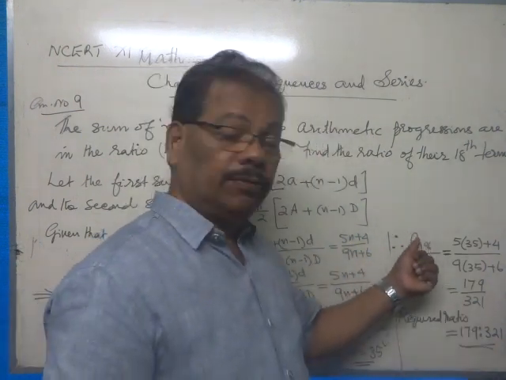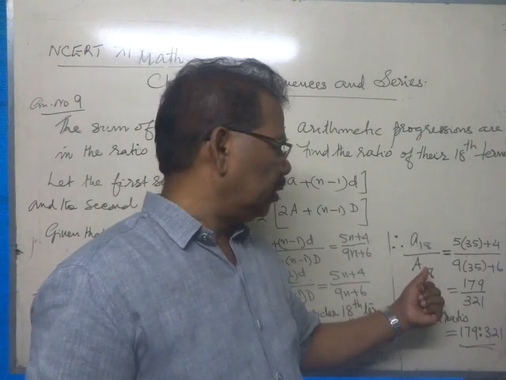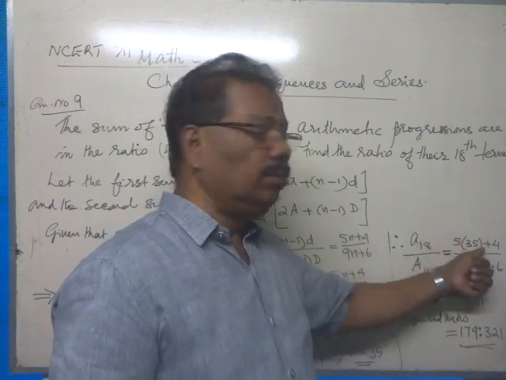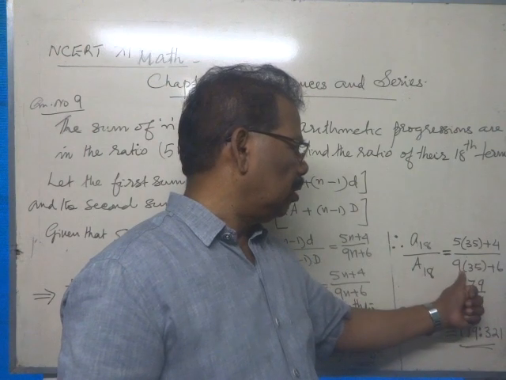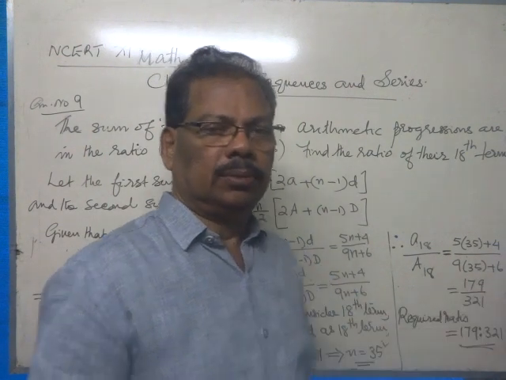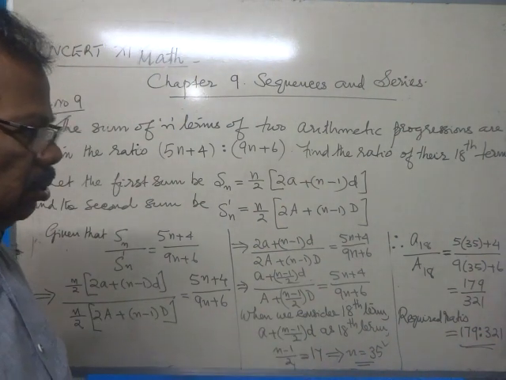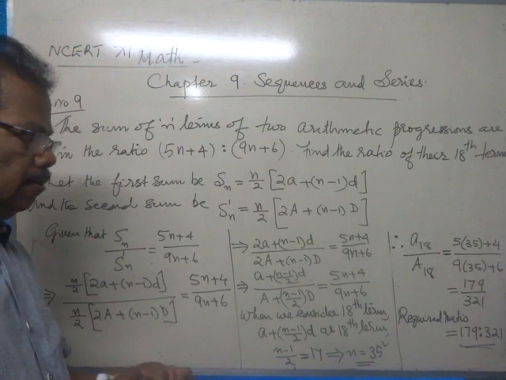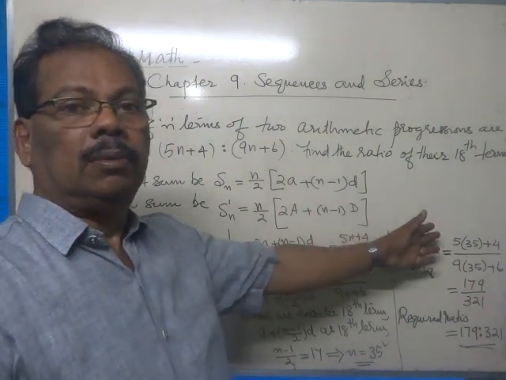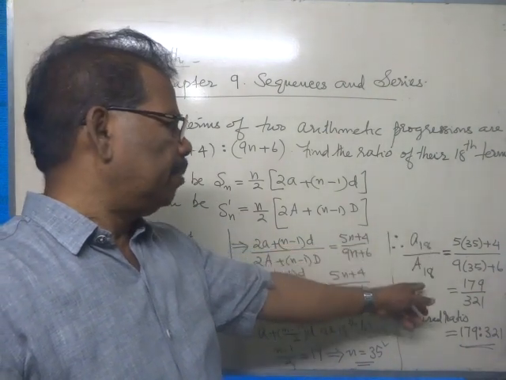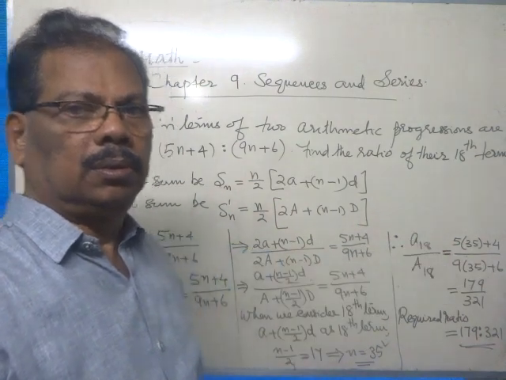The 18th term of the first sequence divided by the 18th term of the second sequence is equal to 5 into 35 plus 4 divided by 9 into 35 plus 6. And the ratio reduces to 179 is to 321. A18 means the 18th term of the first sequence. Capital A18 means the 18th term of the second sequence. Right.